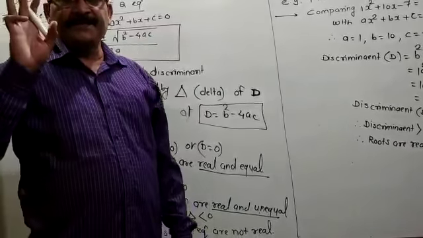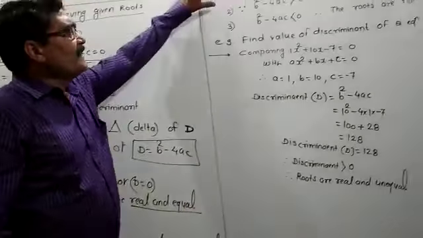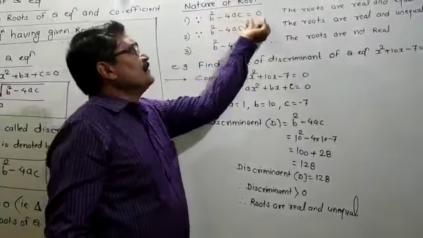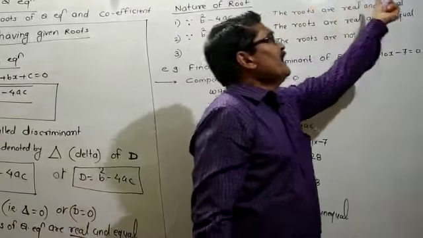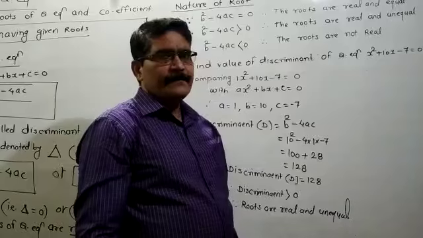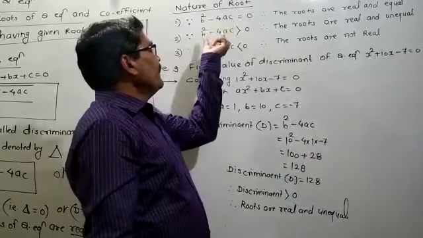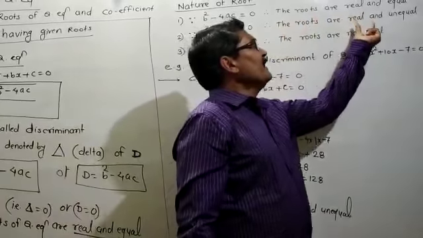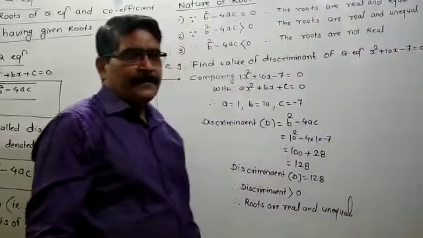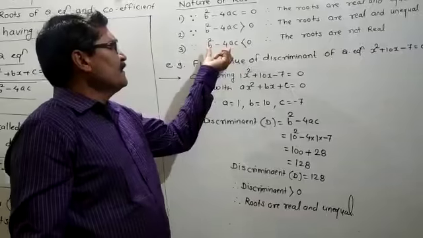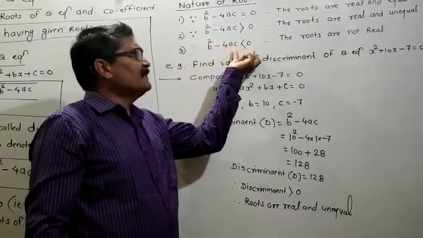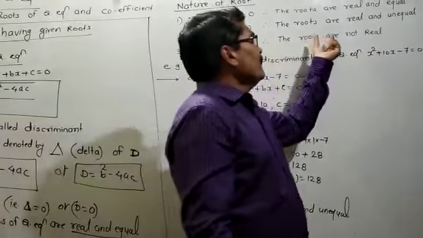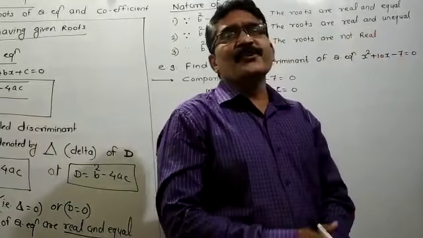These are the three conditions, and in short I will write it like this: if the discriminant is equal to 0, the roots are real and equal. Second condition, when the discriminant is greater than 0, the roots are real and unequal. And the third condition, b square minus 4ac is less than 0, the roots are not real, meaning no real roots.